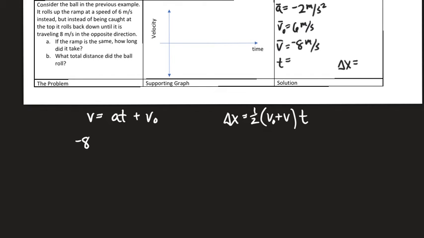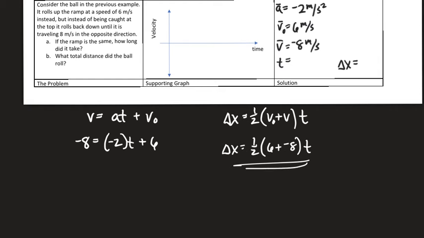And this is -8 equals -2t plus 6. That's still the slope formula. And this was delta x equals 1/2 times 6 plus -8 times t. Now, you can't solve this, 2 unknowns, but you can certainly solve this, 1 unknown. Correct? No graph. I don't need a graph. I'm just using slope and area still.